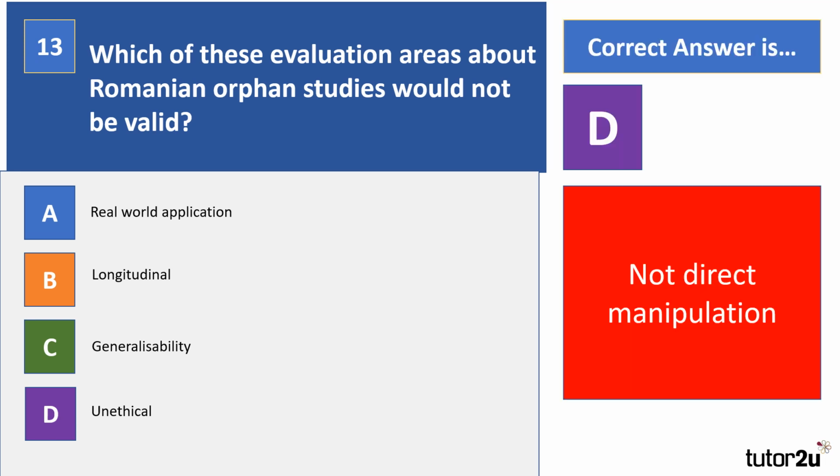Right, the correct answer is D. A lot of students fall into this trap about talking about how unethical the Romanian orphan studies were. The key thing is that there's no direct manipulation in these studies, and this is why psychologists often favour these more naturalistic methods of studies, because although we lose out on control over variables, what we gain is insight into areas that we wouldn't be able ethically to look at. So the ethical point wouldn't be valid for Romanian orphan studies.